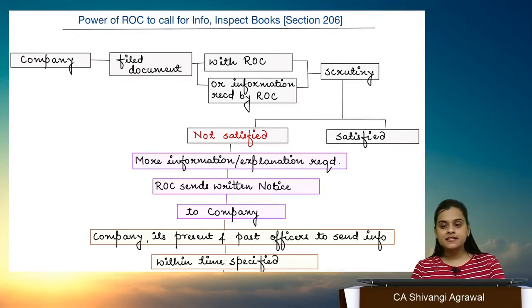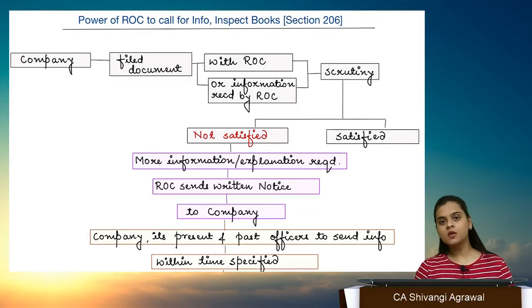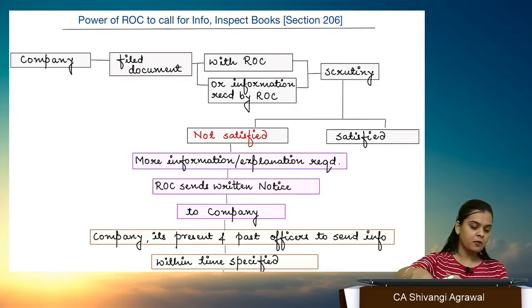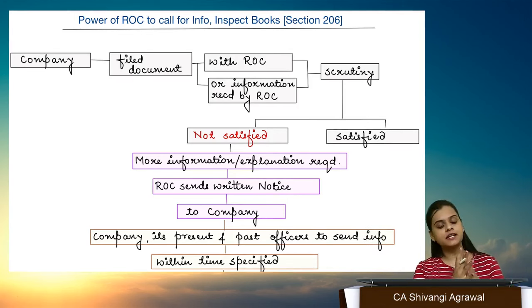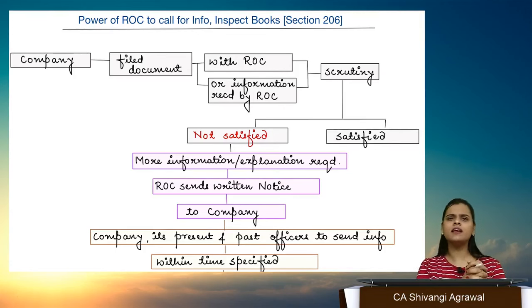Okay, let's now revise the chapter of inspection, inquiry and investigation, starting from section number 206 till section number 229. So it has quite a few sections. The initial sections, that is 206, 207, 208 and 209, relate to inspection and inquiry, and the later sections are all about investigation, except a few parts which apply to all the cases.